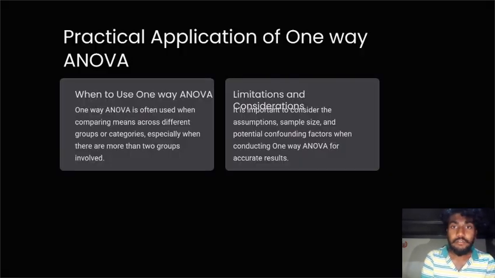Practical application of one-way ANOVA. When to use one-way ANOVA? One-way ANOVA is often used when comparing means across different groups or categories, especially when there are more than two groups involved. Limitations and considerations. It is important to consider the assumptions, sample size, and potential confounding factors when conducting one-way ANOVA for accurate results.